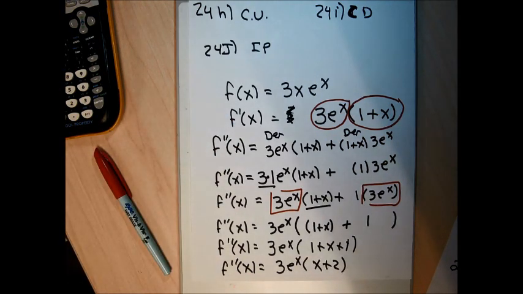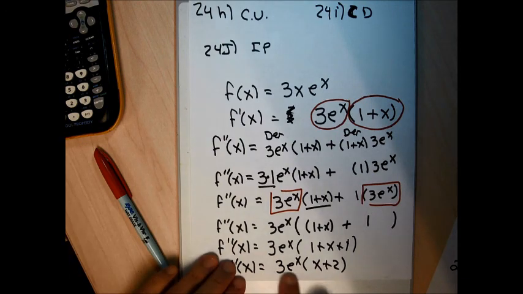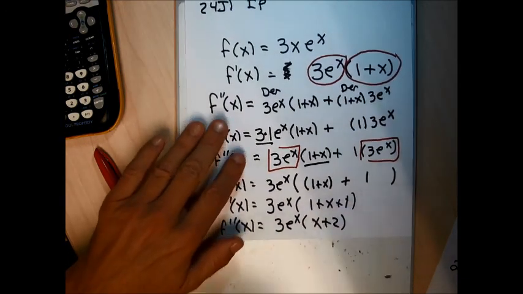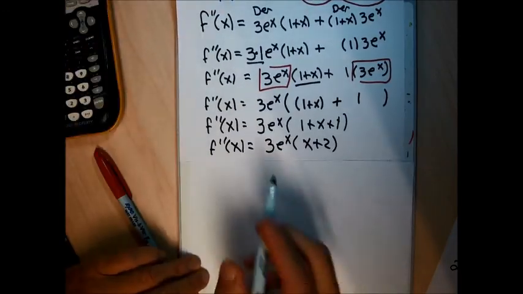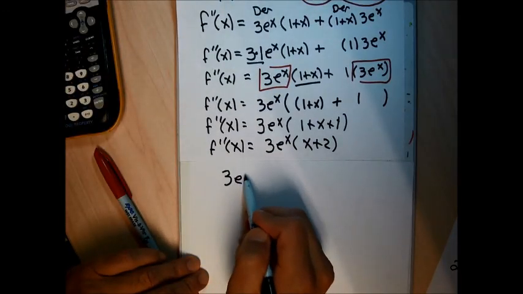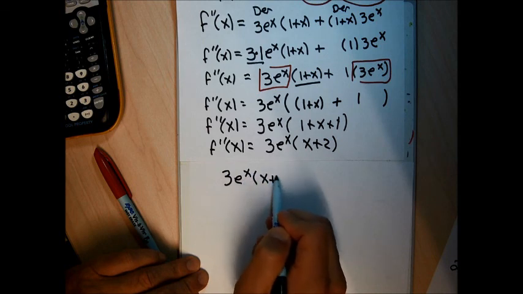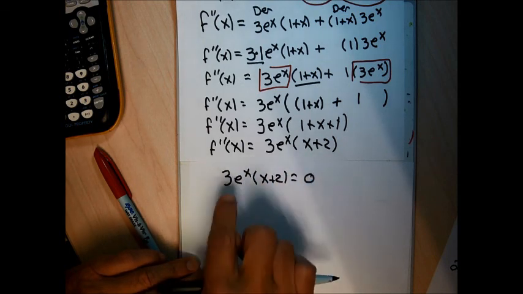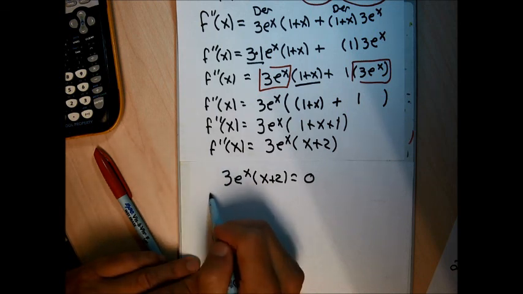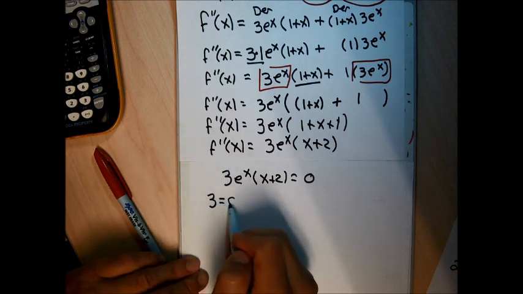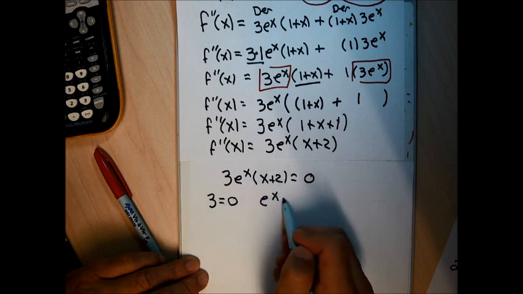That's my second derivative. To get critical numbers, I take the second derivative and set it equal to 0. So I'm going to take that second derivative and set it equal to 0: 3e to the x times x plus 2 equals 0. The 3, because it doesn't have an x, you can leave it with the e to the x, or you could separate it from the e to the x. It's not going to impact the critical numbers that we're getting.